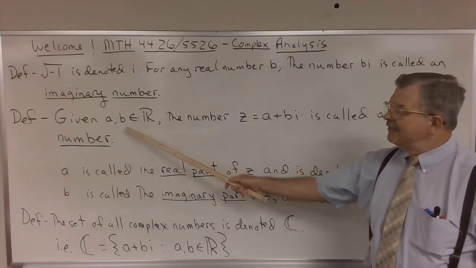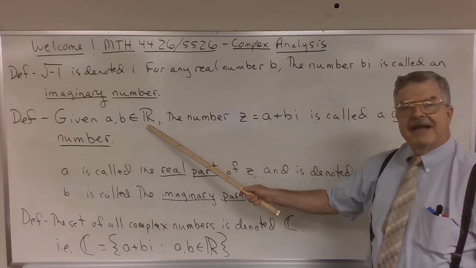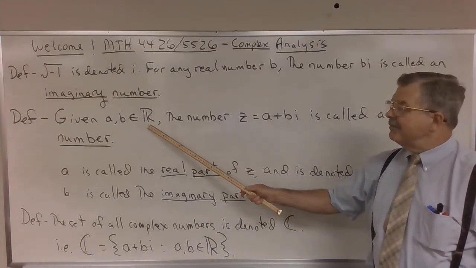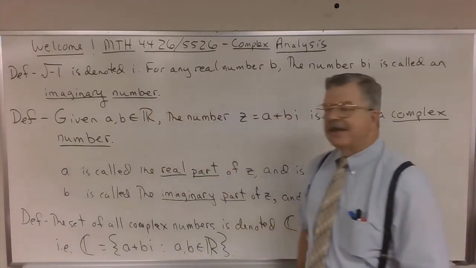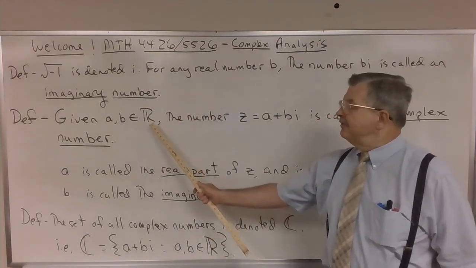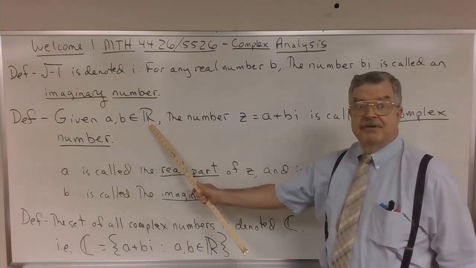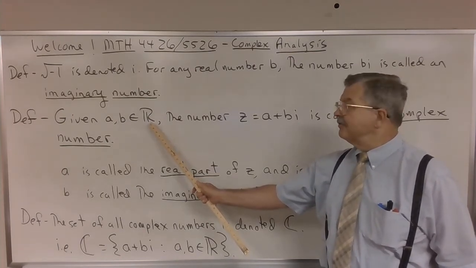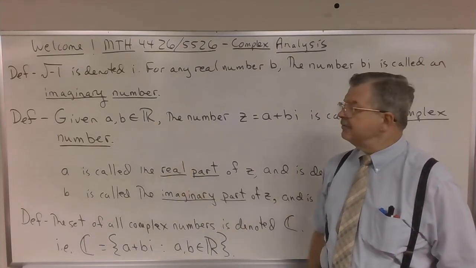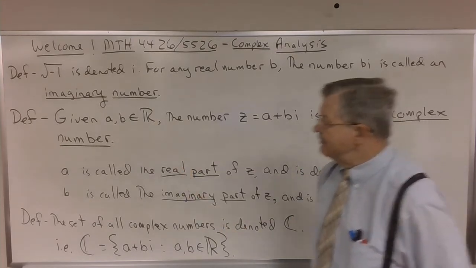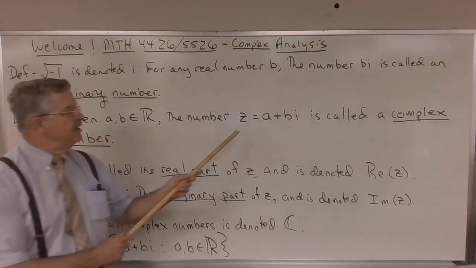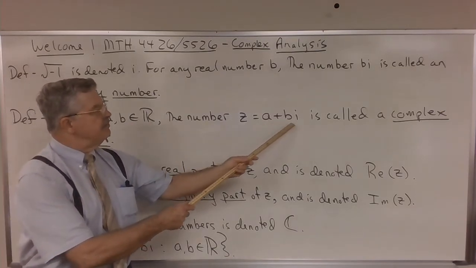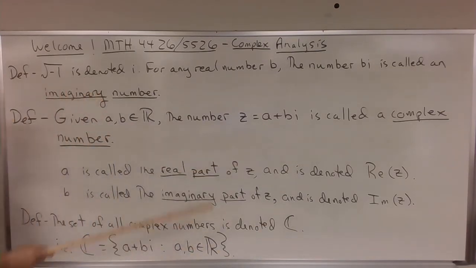Before I give the next definition, let me draw attention to this capital R. This is a capital R with two vertical lines going down on the left-hand side. This is our symbol for the set of real numbers. So anytime we see this in a course, this represents the set of real numbers. So here's our definition. Given any two real numbers a and b, the number z equals a plus bi is called a complex number.